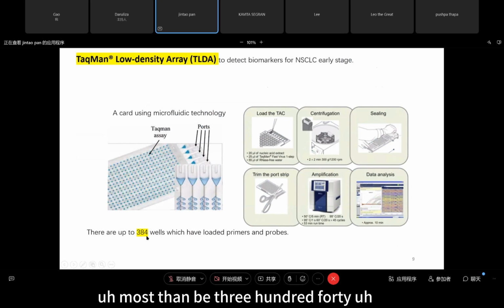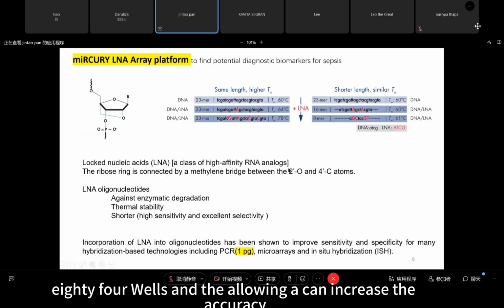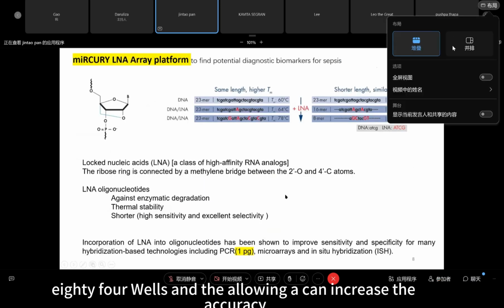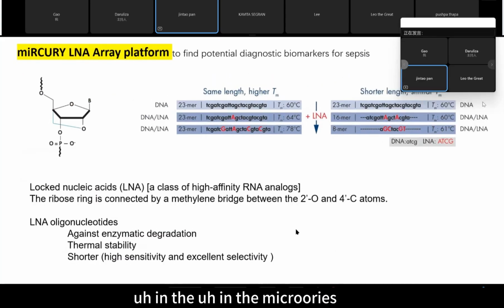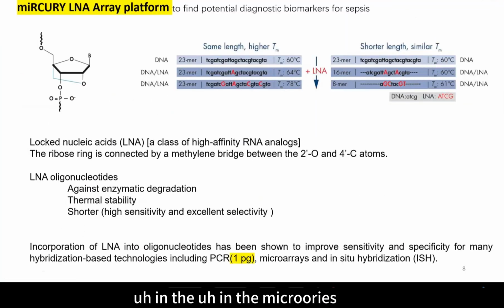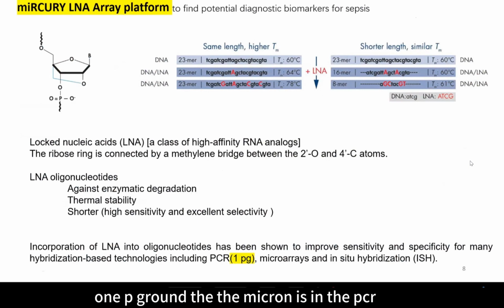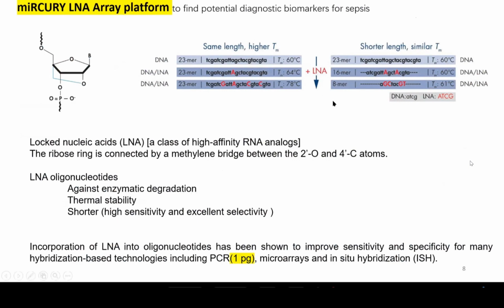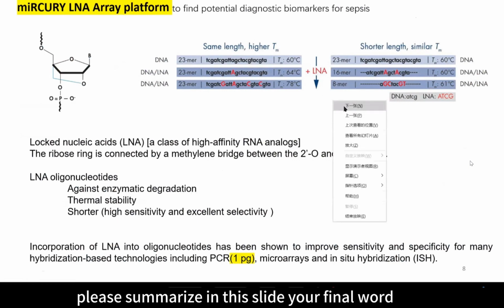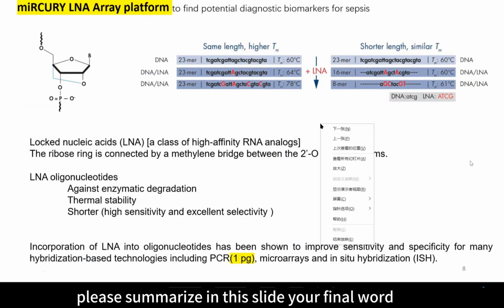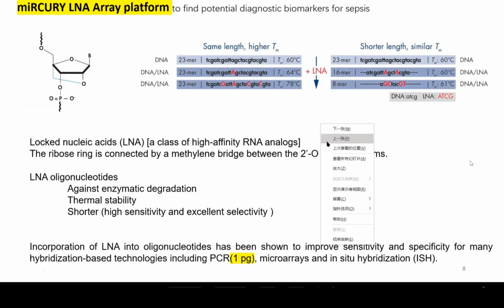Most of them have 384 wells. And the LNA can increase the accuracy in microarrays, because when they use it in PCR, it can detect 1 picogram of the microRNAs in the PCR. Okay, please summarize on this slide your final word.